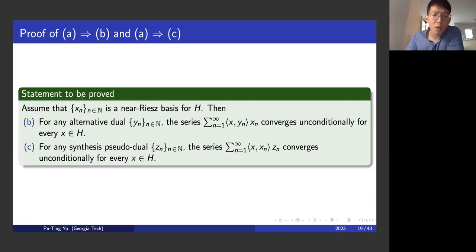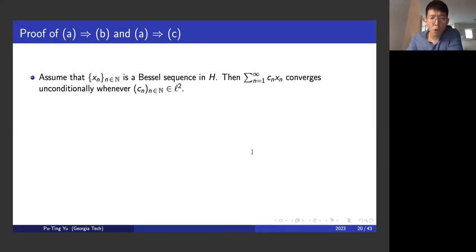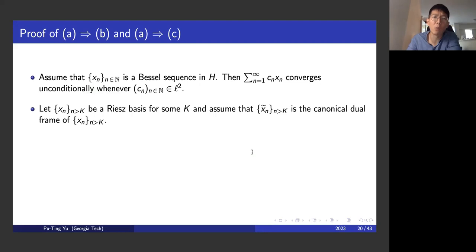If Xn is a near-Riesz basis, then of course it is a Bessel sequence. So if we can show that Yn is a Bessel sequence, then the inner product of X and Yn must be in ℓ², so of course this infinite series must converge unconditionally for every X in H. Similarly, if we are able to show Zn is a Bessel sequence, then because Xn is a Bessel sequence, the inner product of X and Xn must be in ℓ² as well, so this infinite sum must converge unconditionally for every X in H as well. So our goal is to show that for near-Riesz bases, every alternative dual and every synthesis dual is a Bessel sequence.